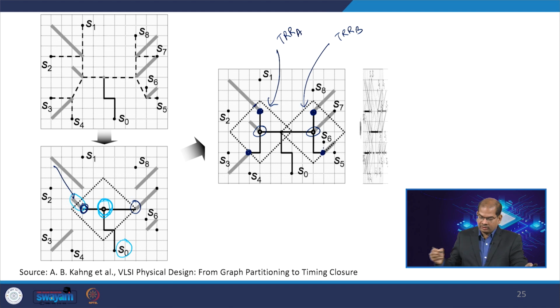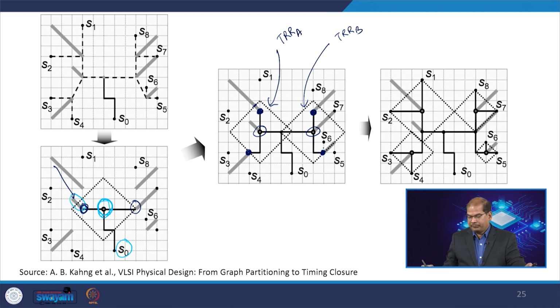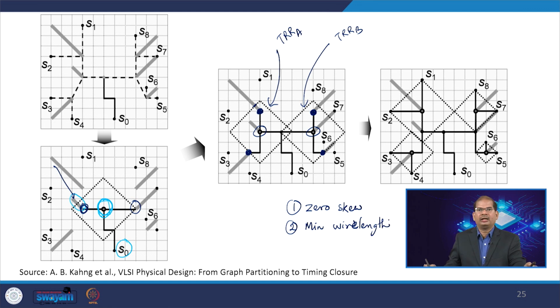So, now I will do the same procedure repeatedly to create my clock tree such that my two objectives, one is 0 skew and the second one is minimum wire length, can be achieved. Okay. So, this is the procedure called the deferred merge embedding algorithm, which is more popular in industry. Thank you for your attention.